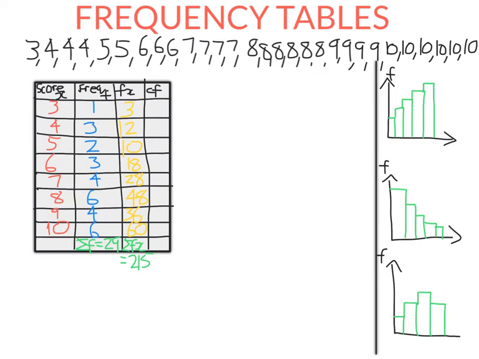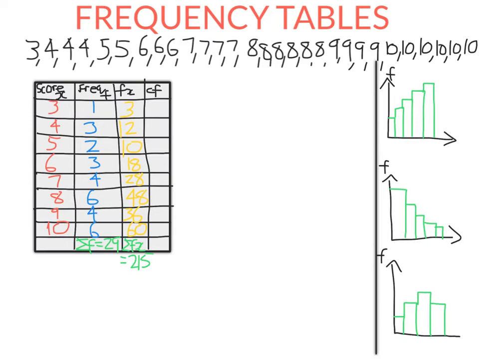215 is the number I would have got if I added up all of these numbers, if I went 3 plus 4 plus 4 plus 4 plus 5 plus 5 and so on. You can see that doing it this way, adding up all of these numbers would take forever. This way just makes things a little faster.